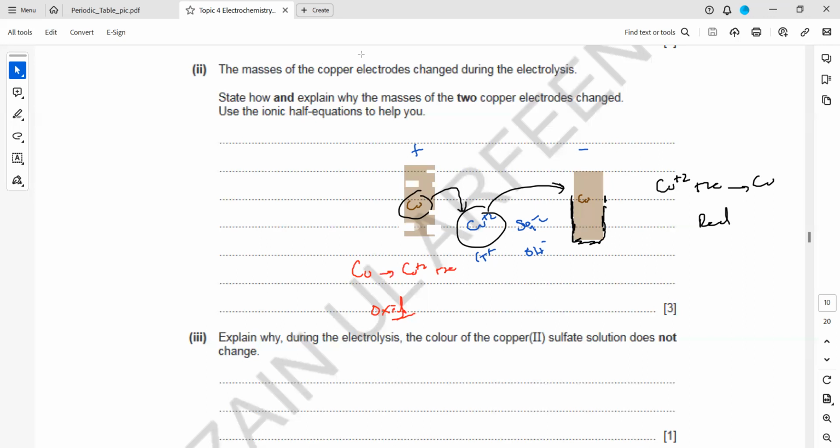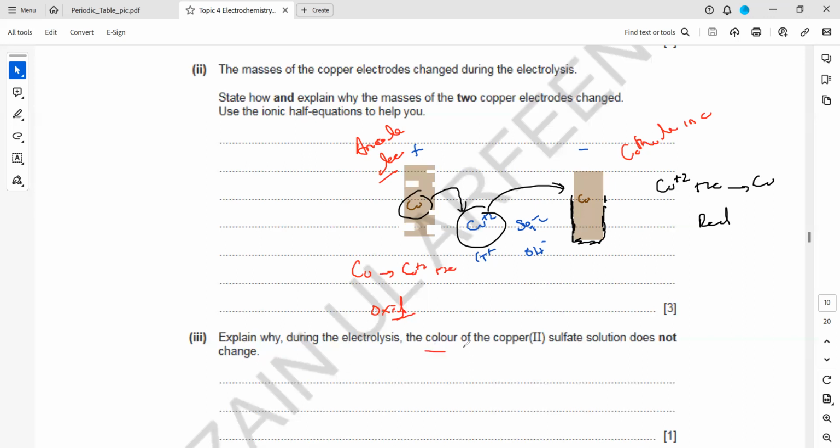So the cathode size will increase. And what will happen to the anode size? The size of the anode will decrease. So during active electrolysis, the size will change.